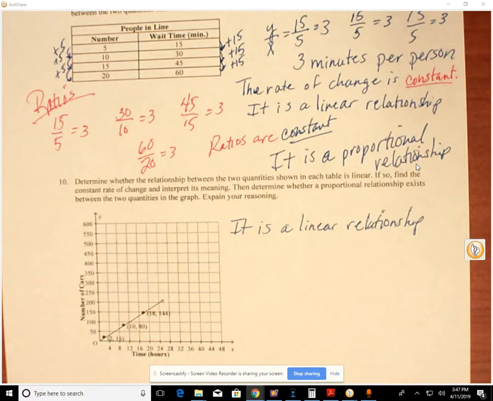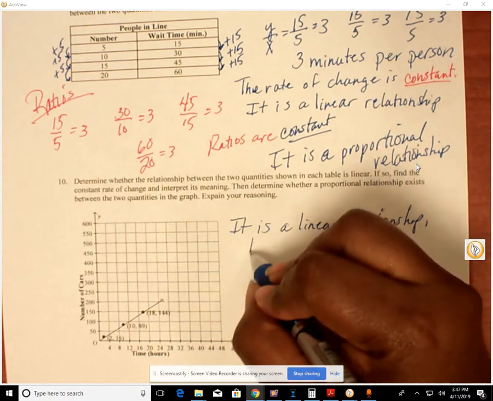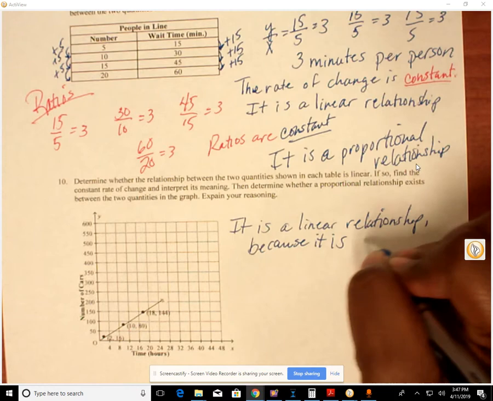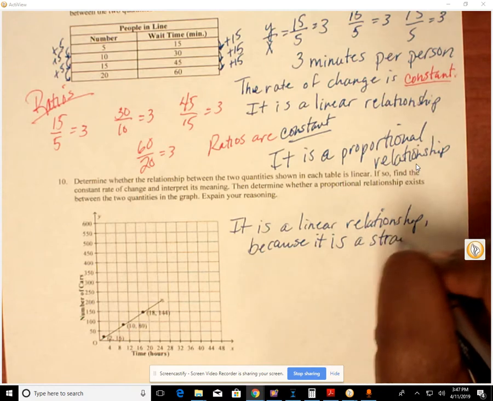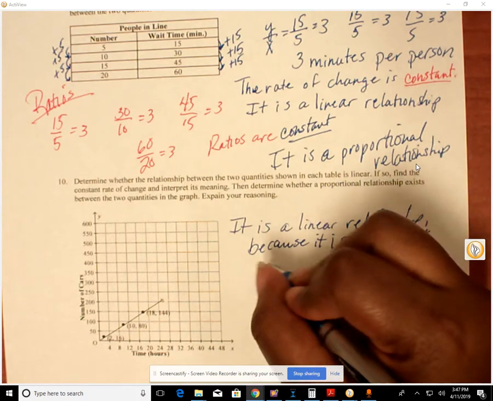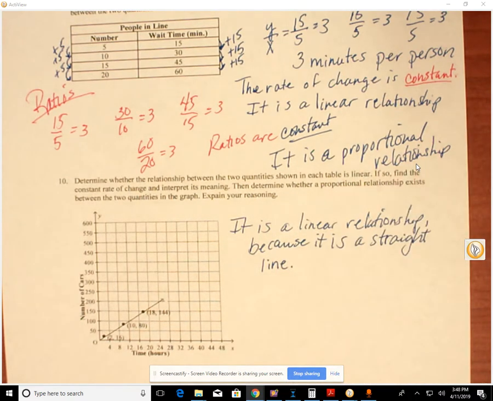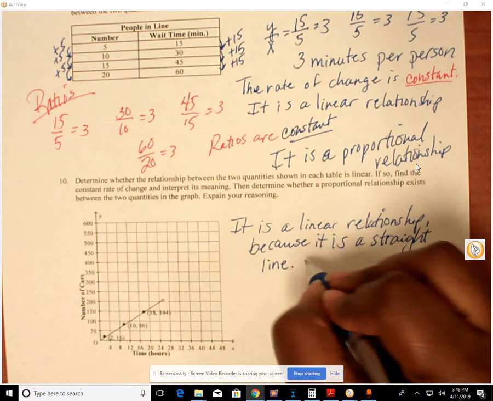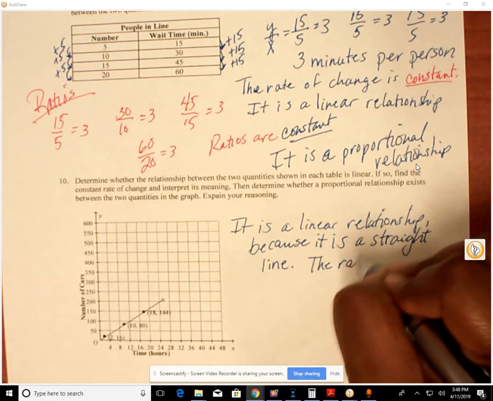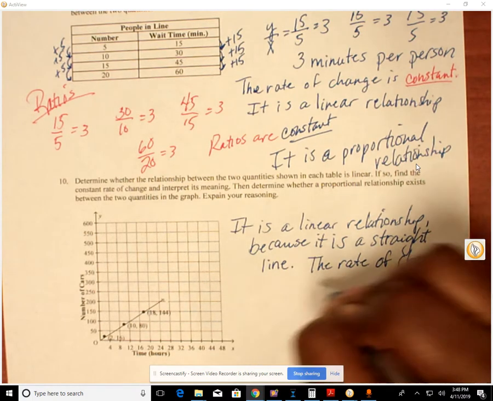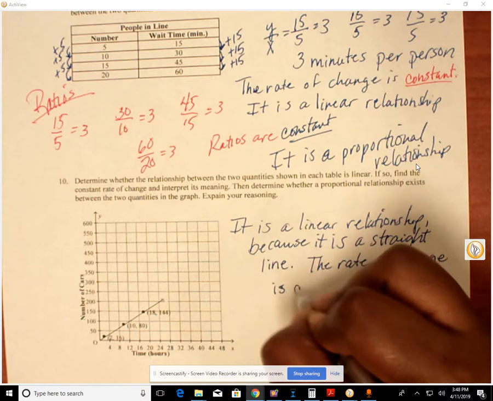All right, so we're on number 10. It is a linear relationship because it is a straight line, and you're gonna have to excuse my handwriting. I'm just trying to write fast. Unfortunately, I can't write totally neat. So the rate of change is constant.